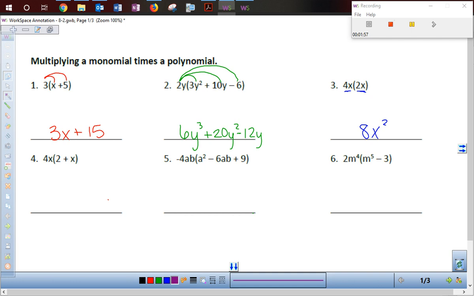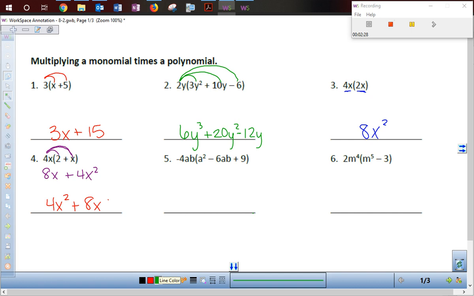On number 4, when I distribute this 4x throughout my binomial, I'm going to take 4x times 2, and I'm going to get 8x, and then I'm going to take 4x times x, and I'm going to get 4x squared. Now, on this one, I hope you'll notice that the degree of my first term is 1, but the degree of my second term is 2, so this is not in standard form, and I need to switch their places. My 4x squared needs to go first, and my 8x needs to go second.